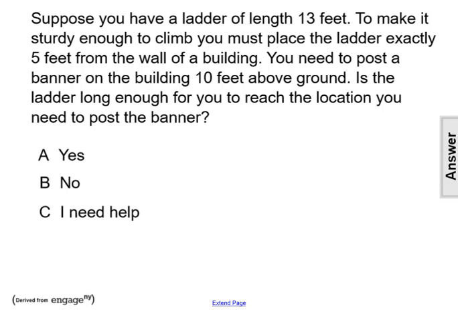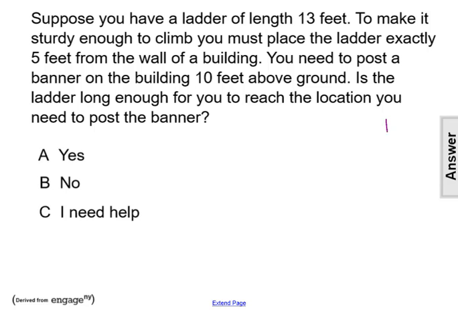Yes or no? The best way to answer this question is to draw a diagram and see where the right triangle would form and see what missing part we're trying to solve for. So if we have a ladder, again that ladder is 13 feet, and to make it sturdy enough to climb, you must place the ladder exactly 5 feet away from the wall of the building.